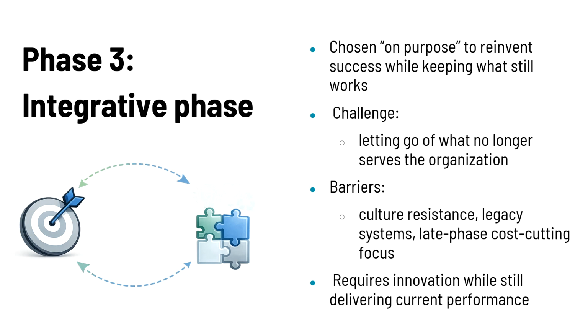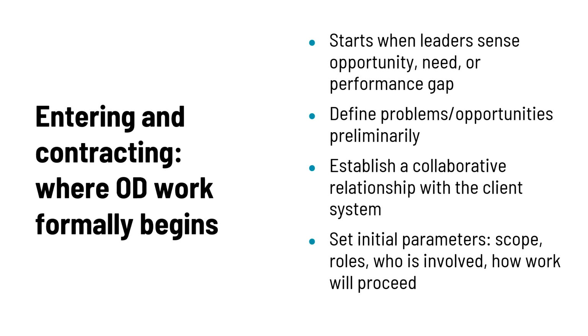Culture can resist change, because this is how we do things here, and legacy systems can block what leaders know must be done. This phase is challenging because organizations must innovate while still delivering short-term performance. It is like rewiring a house while the electricity is still on. Now let's move on from growth phases back to the practical OD process.